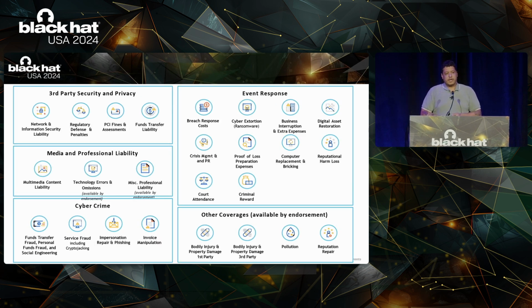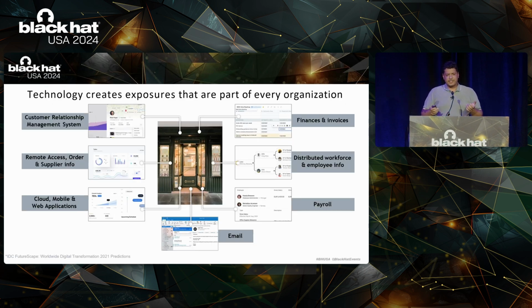As I mentioned, a cyber insurance policy covers multiple things. Third-party security and privacy, event response, cybercrime, ransomware, all of those great things. But why do we need cyber insurance? Essentially because everything, everywhere now uses technology. Think about something as simple as a church, for example. They might have a website, therefore they rely on technology, therefore they might have some type of exposure. And so we have churches that buy cyber insurance.